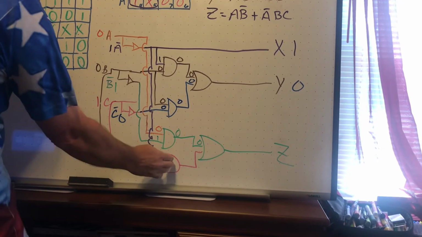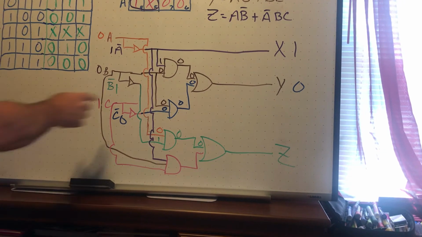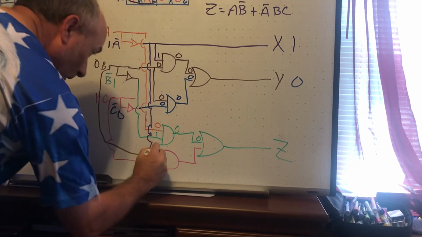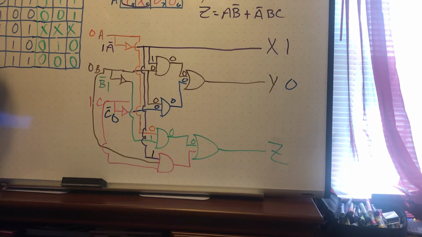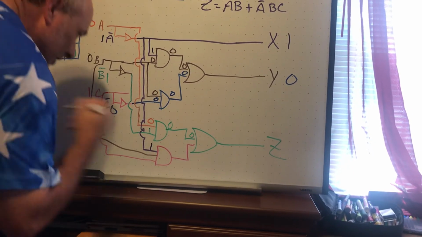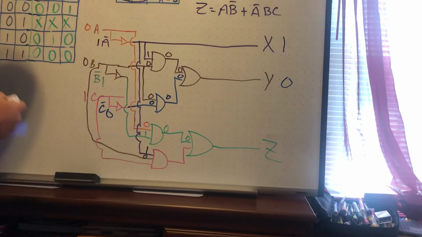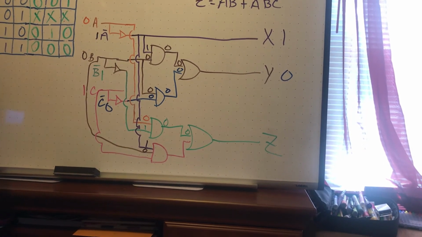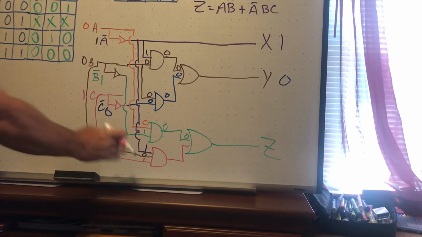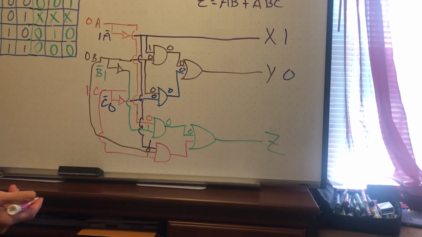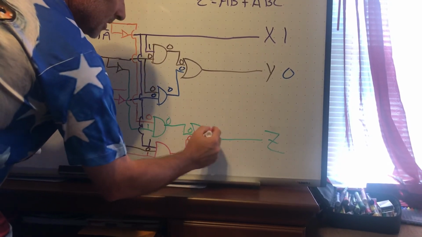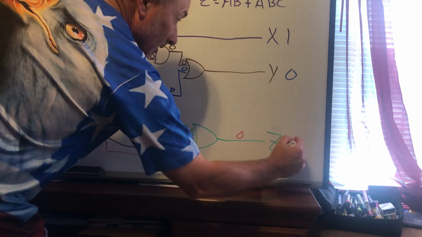Now I got my 3-input AND gate. So I got A naught coming in, which is a 1. I got B coming in, sorry, which is a 0. And then I got C coming in, which is a 1. But remember we said the only time we get a 1 output is if all 3 inputs are a 1. They're not. So I get a 0 out. A 0 and a 0 into an OR gate gives me a 0 out. So I got a 0.